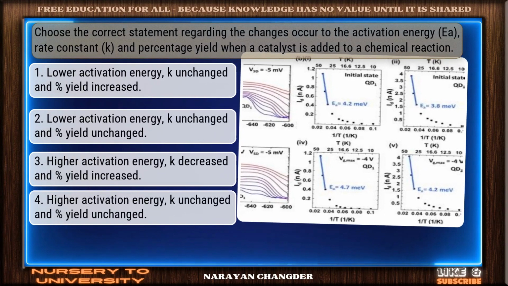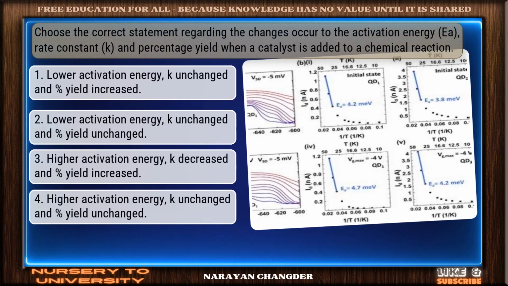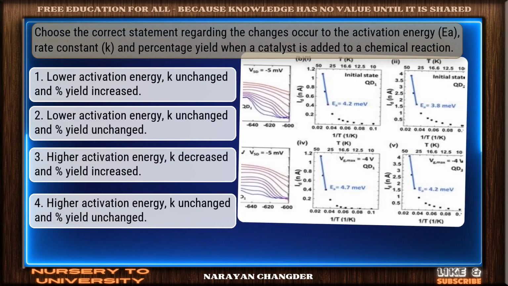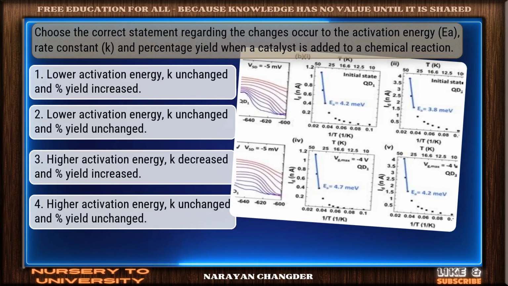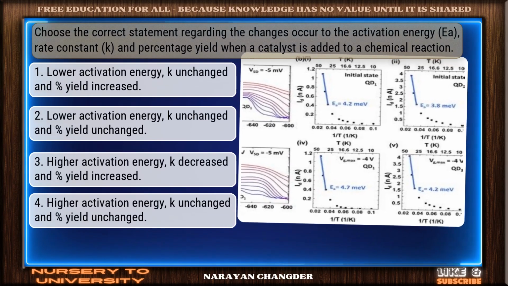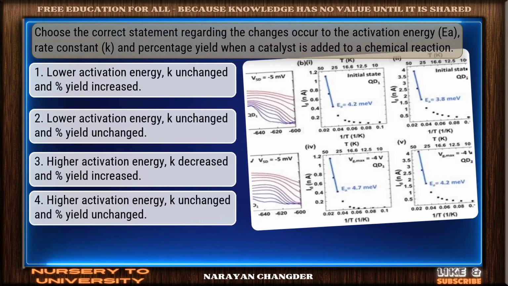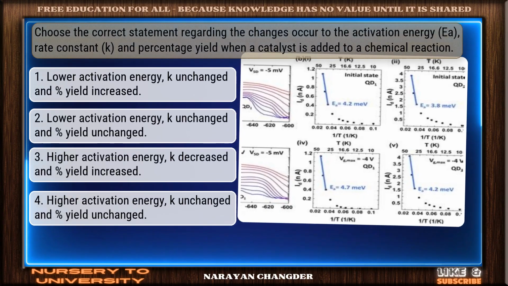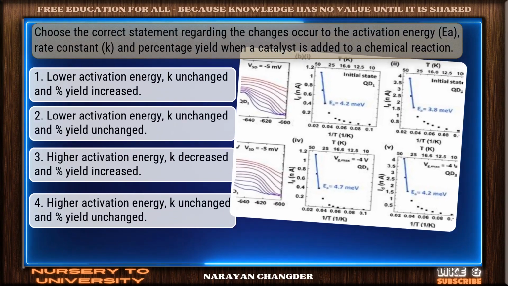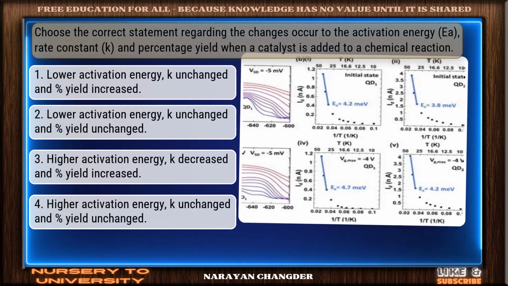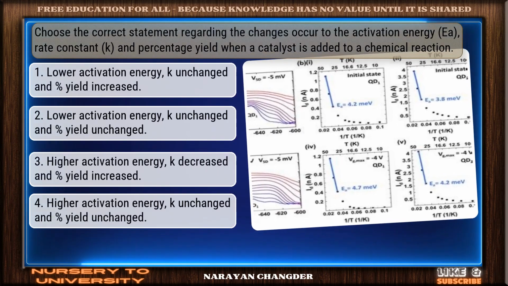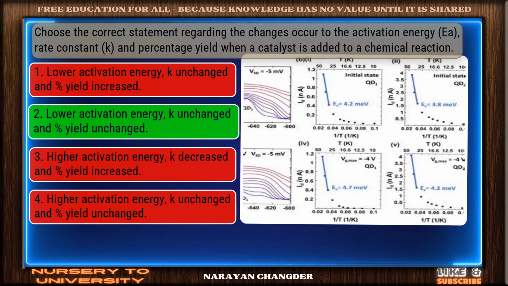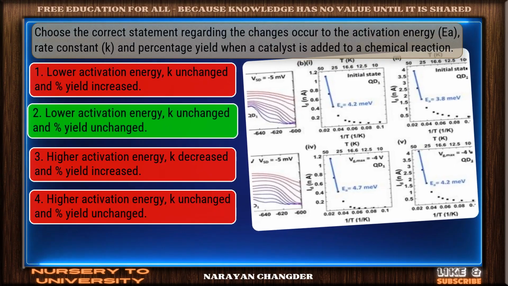Choose the correct statement regarding the changes that occur to the activation energy, rate constant, and percentage yield when a catalyst is added to a chemical reaction. Option 1, lower activation energy, K unchanged and percent yield increased. Option 2, lower activation energy, K unchanged and percent yield unchanged. Option 3, higher activation energy, K decreased and percent yield increased. Option 4, higher activation energy, K unchanged and percent yield unchanged. Good job, lower activation energy, K unchanged and percent yield unchanged.